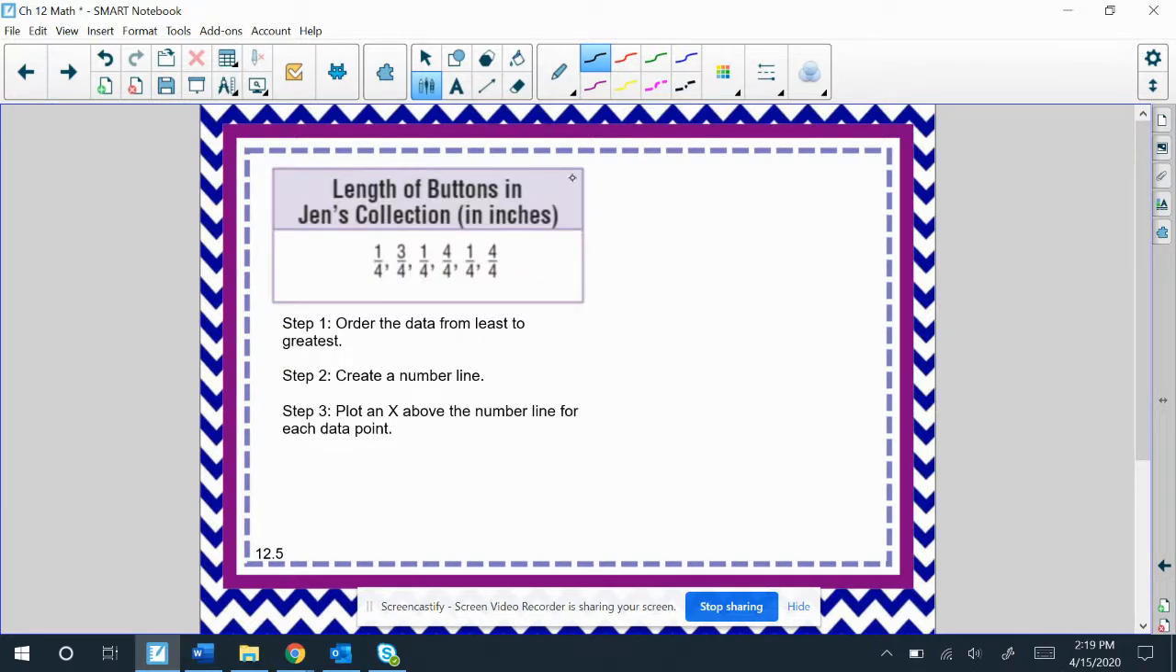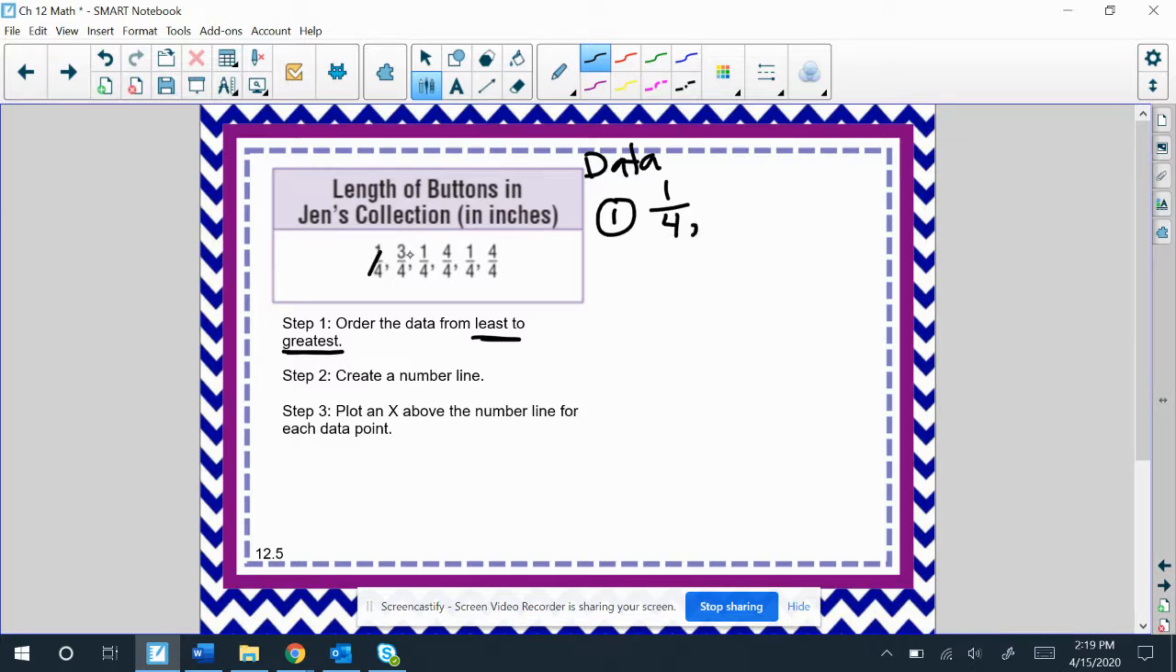Here's the data I am giving. The first thing we need to do is order this data from least to greatest. So I'm going to take a look at all of this. I have 1, 2, 3, 4, 5, 6. I have 6 numbers I need to order. Which one is least? 1/4 or 3/4? Well, I know 1/4. So step 1, 1/4 is less.